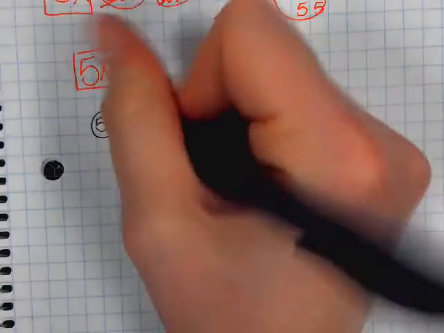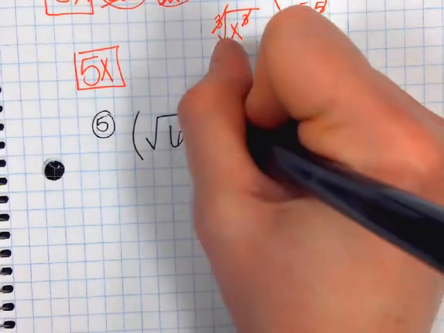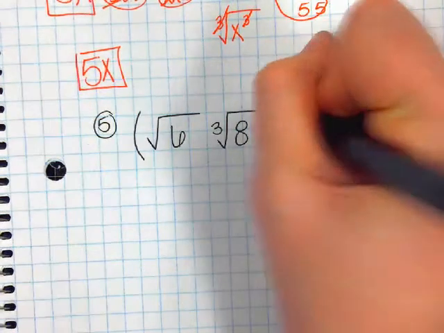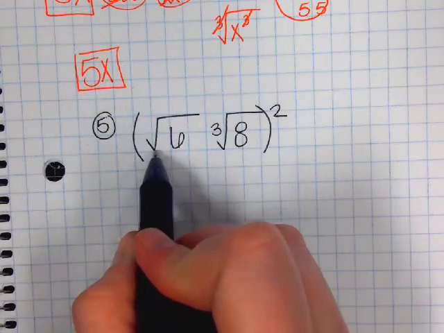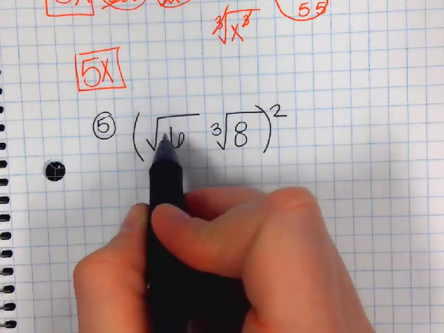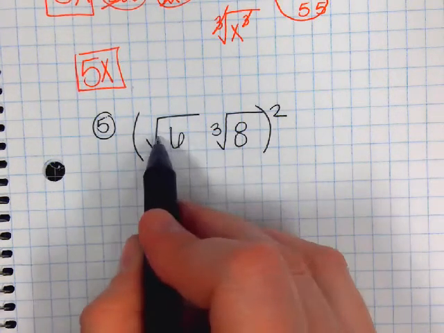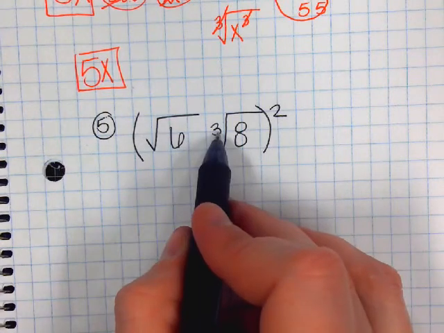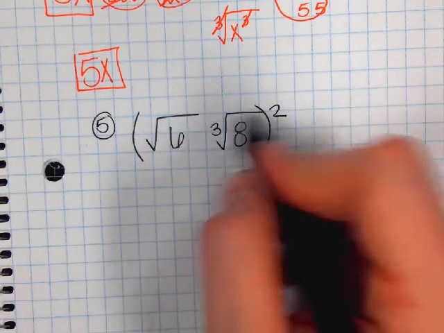Okay, the next kind is if we have the square root of 6 times the cube root of 8, squared. So if we look at that, this is a square root because there's no number. Remember, if there's no number written, then it's automatically a square root, and then this is a cube root. Since they are not the same, we cannot combine those inside of there. So a square root and a cube root cannot be combined.